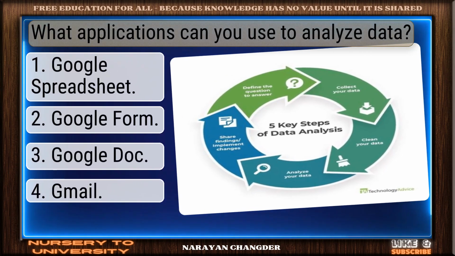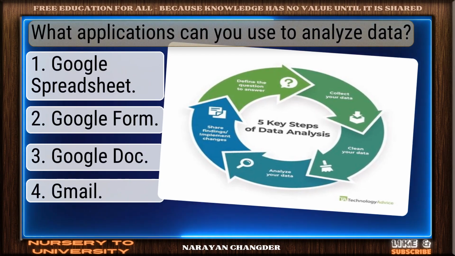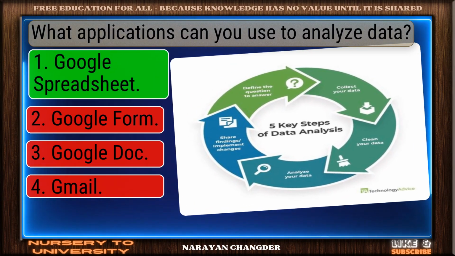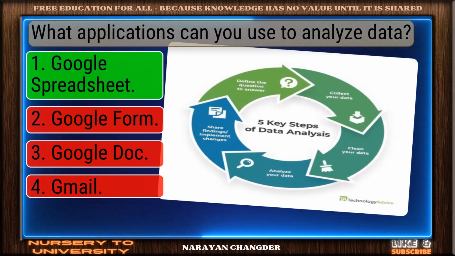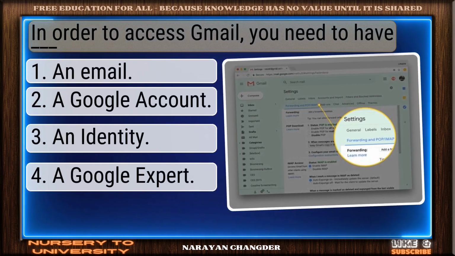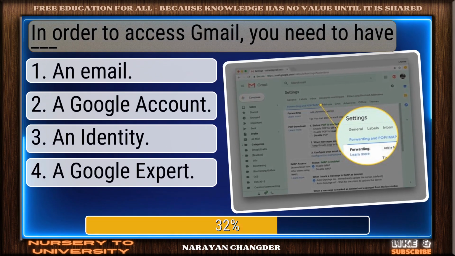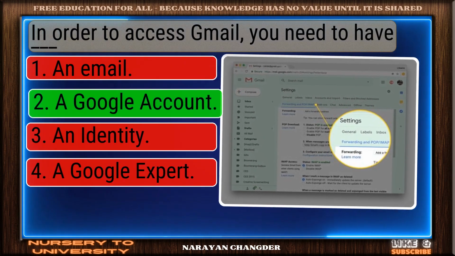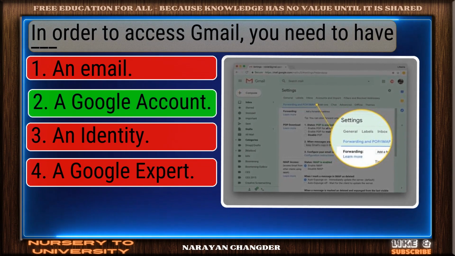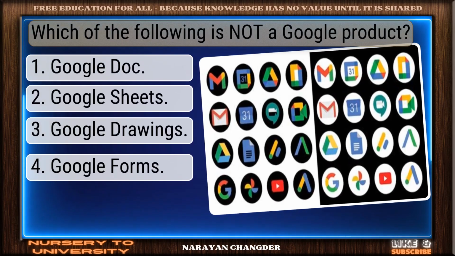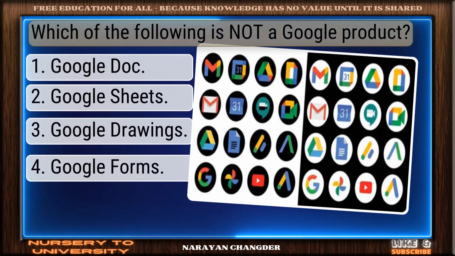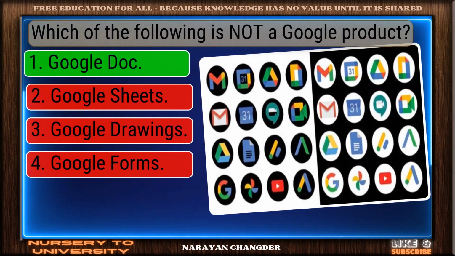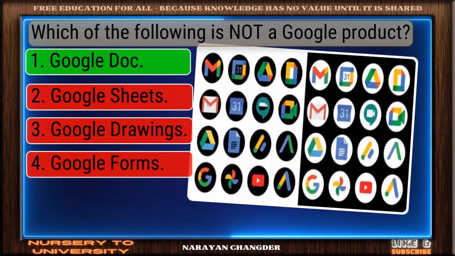What applications can you use to analyze data? Well done. Google Spreadsheet is the right choice. In order to access Gmail, you need to have Dash. Well picked. A Google account is the correct answer. Which of the following is not a Google product? Correct. Google Doc is the right answer.